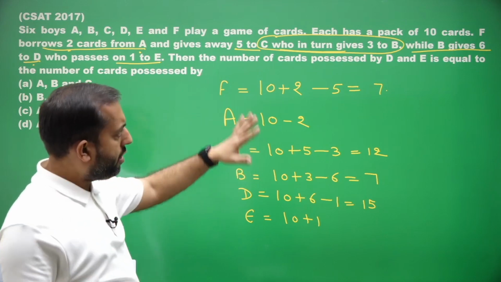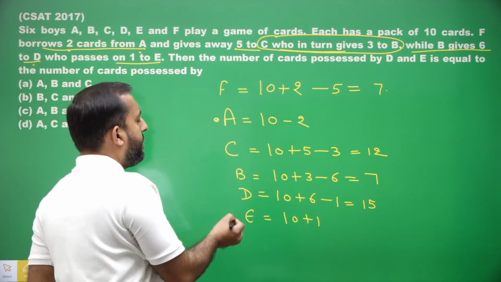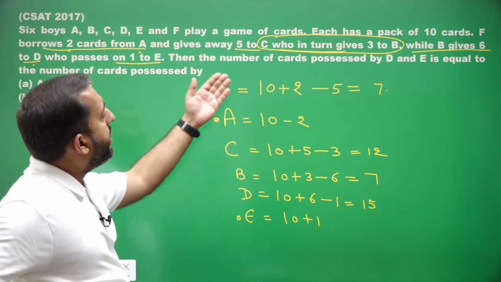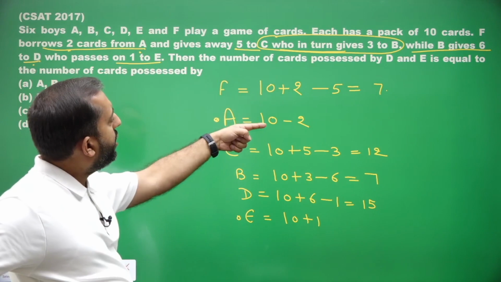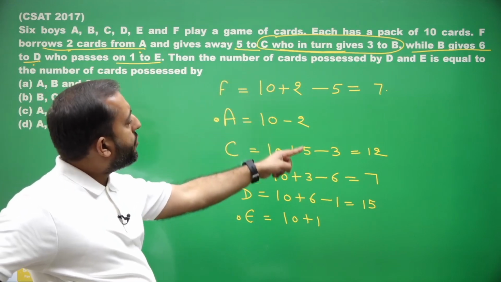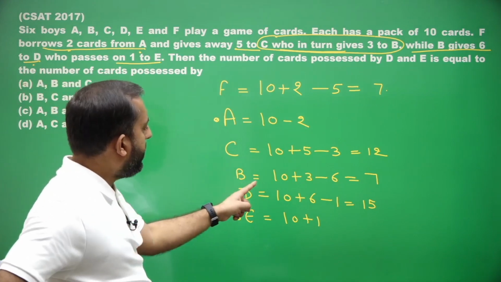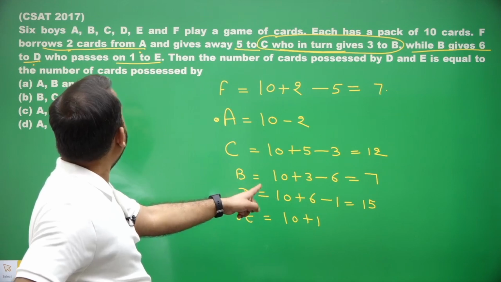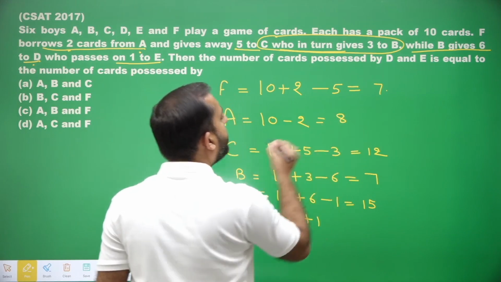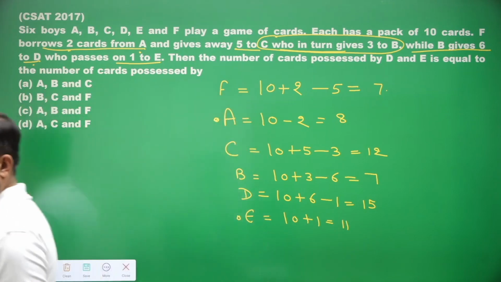The number of cards possessed by D and E is equal to number of cards possessed by... Okay, let's check it out, like if we have missed anything, because A is not completed yet and E is not completed yet. So let's read it one more time. Each has a pack of 10 cards. F borrows 2 cards from A and gives 5 cards to C. Okay, all right. C in turn gives 3 cards to B. Done. While B gives 6 cards to D and 1 to E. Okay, this is final. So 10 minus 2, number of cards with A finally is 8 and number of cards with E finally is 11. Please make a note of it.